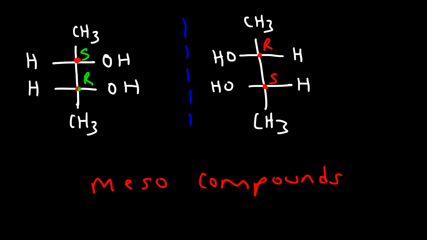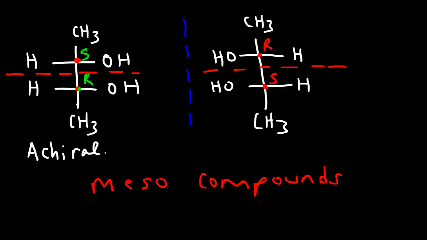However, due to the line of symmetry that's inside of each of these two molecules, they can't be enantiomers. So we have chiral centers, but the molecule as a whole is achiral because it's symmetrical. It has a line of symmetry.